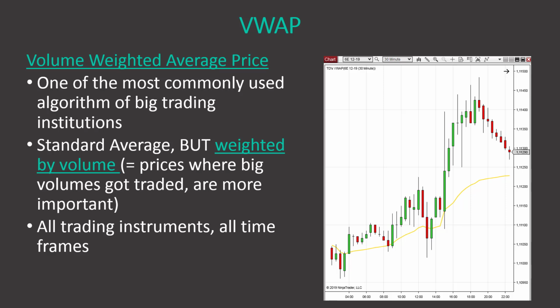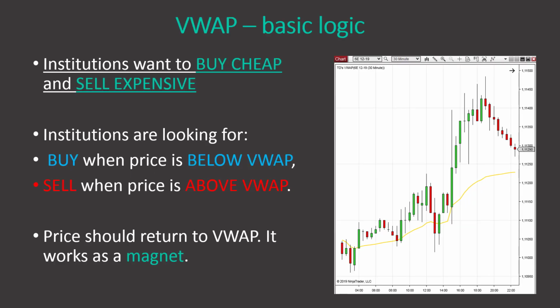All right, so let's get into the basic logic of VWAP. Now, the basic logic is this. Institutions want to buy cheap and sell expensive. Now, everybody wants to buy cheap and sell expensive, right? But this is the basic logic behind the VWAP, because this is how the institutional algorithms actually work.